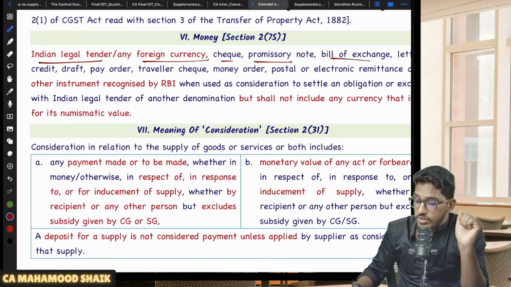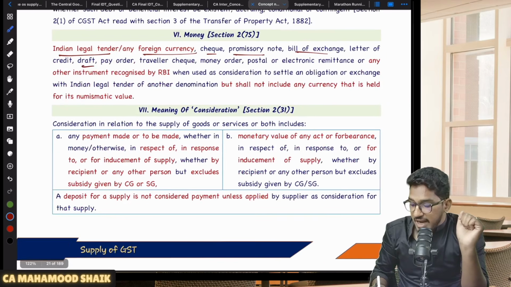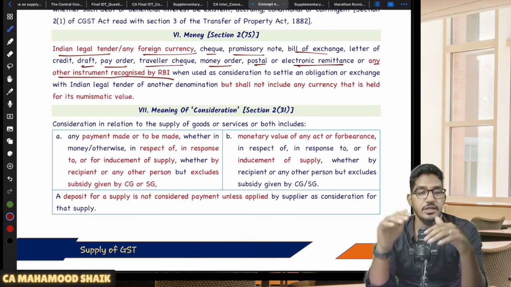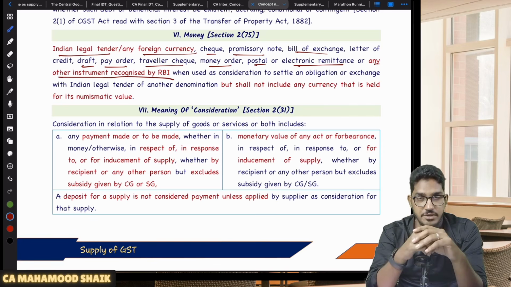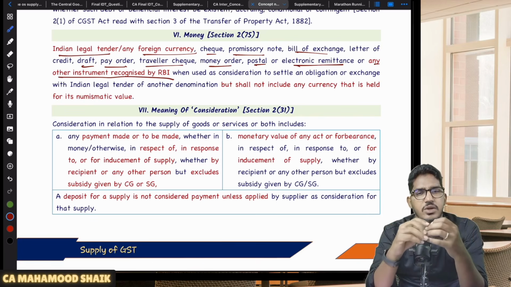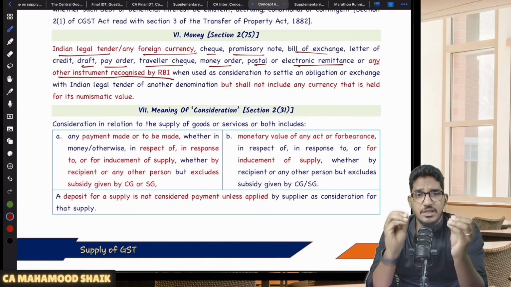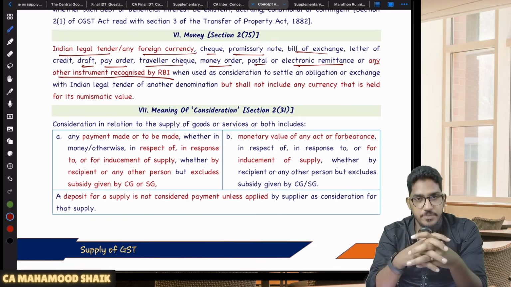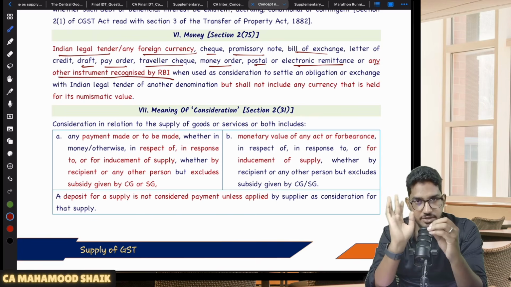Also a cheque, promissory note, bill of exchange, letter of credit, draft, pay order, traveller's cheque, money order, postal or electronic remittances, or any other instrument recognized by RBI when used as consideration to settle an obligation or exchange with legal tender money. What they're trying to say, in one simple line: Indian currency, foreign currency, or any other instrument like cheque, bank draft, demand order, any instrument recognized by the RBI which can be used as settlement for consideration, all that will fall under the money definition.